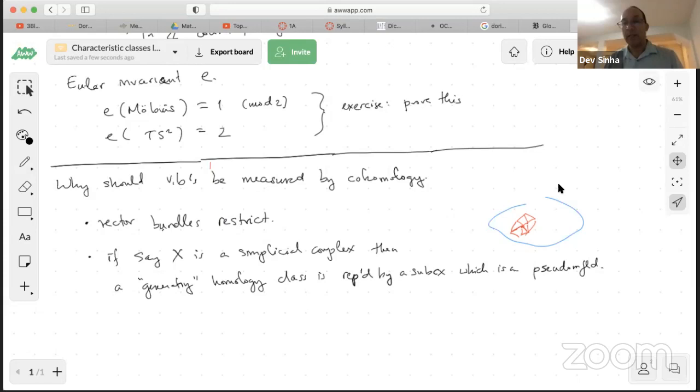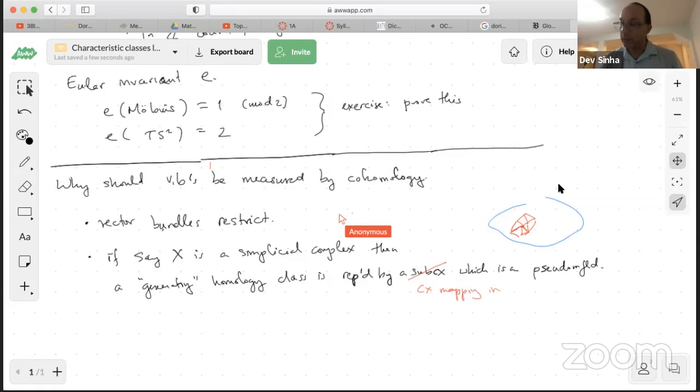And so you can sort of match up those faces. So maybe not represented by a subcomplex, I should really say, but the image of a complex mapping in. But sometimes it's a subcomplex. If the complex is mapping in, then I'm going to have to say vector bundles more generally pull back.